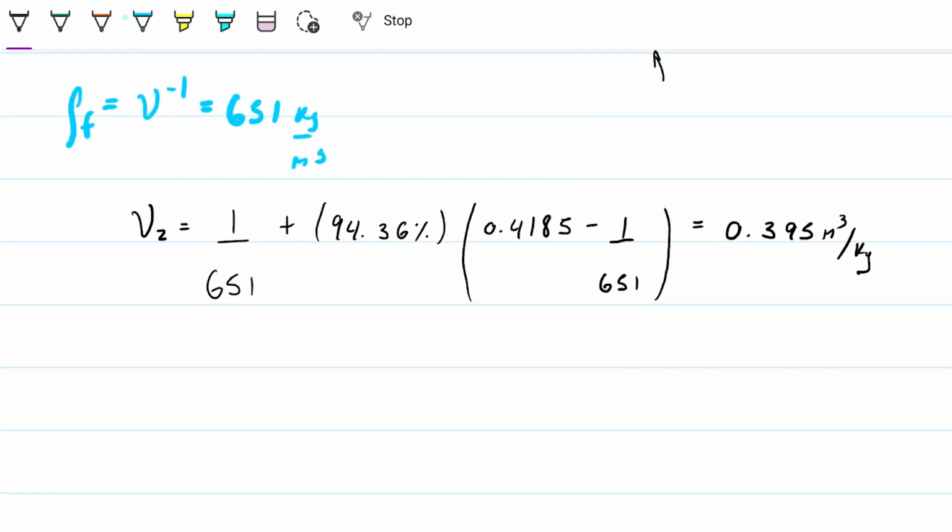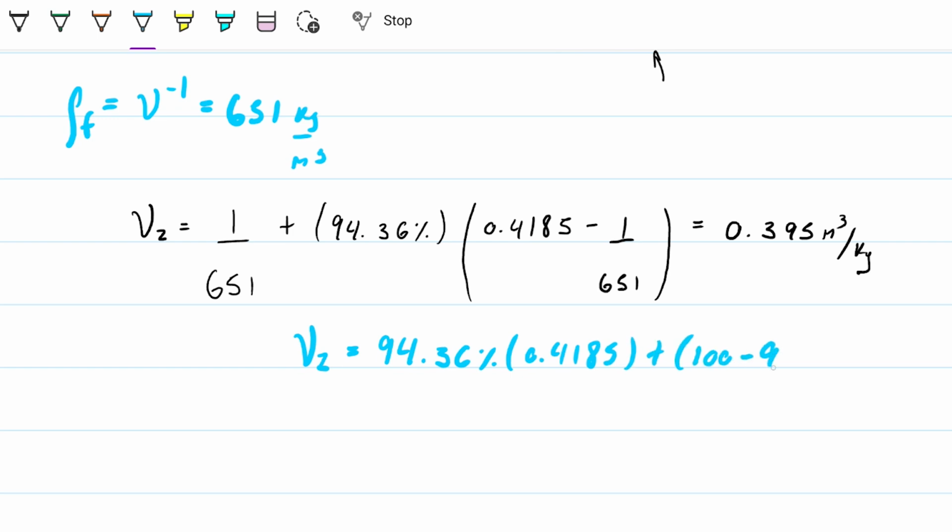Note that if you prefer to think in a different way, this is exactly the same as saying, okay, I'm taking 94% of the 0.4185 plus 100% minus that, exactly that 94.36%, that is the rest, times the specific volume of the fluid, which is 1/651. It's exactly the same math.